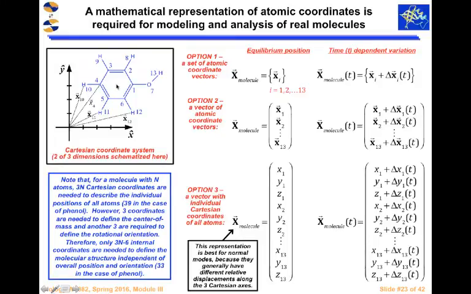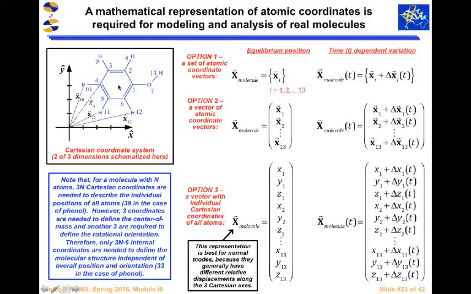And so basically, although we need 3 times 13, or 39, coordinates to describe the positions of all these atoms, 3 of those coordinates are described by the position of the center of mass. Another 3 are described by the orientation of the molecule in space. So basically, there are 6 coordinates that give you the center of mass and the orientation of the molecule.